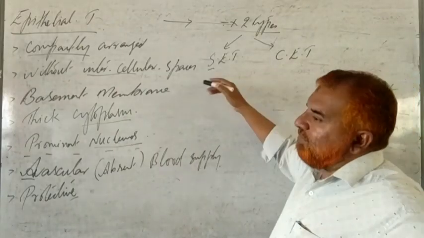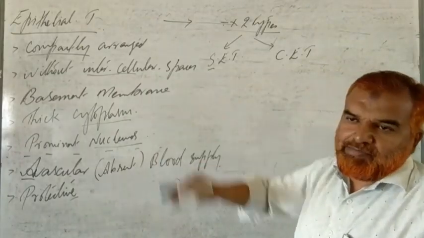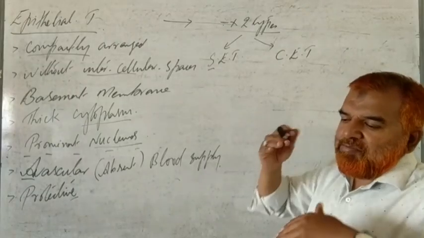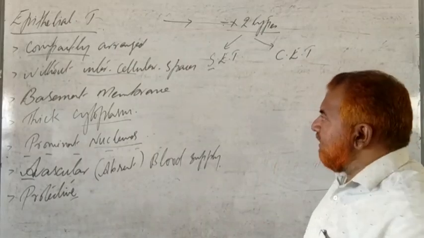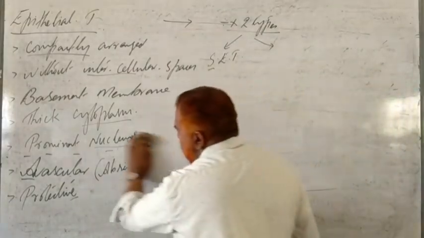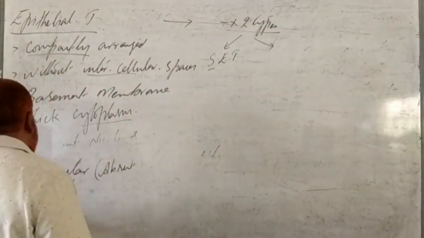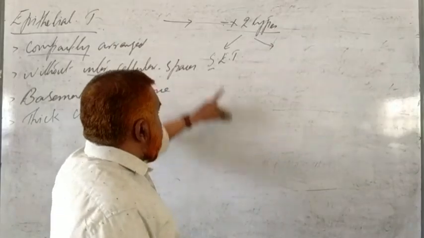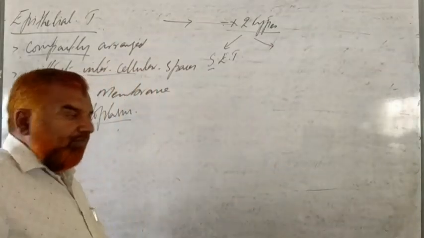Why do we call this simple? Because here the cells are arranged in a single layer. That's why they are called simple epithelium. Compound: many layers are there, multiple layers are there. So that's why we call it compound. Now we talk about simple epithelial tissue. This simple epithelial tissue is a type of epithelial tissue.